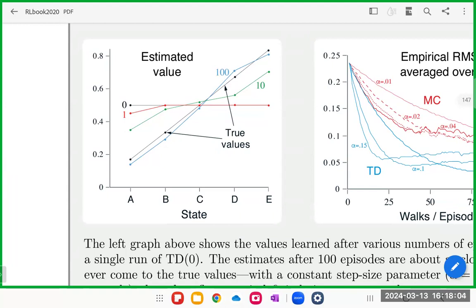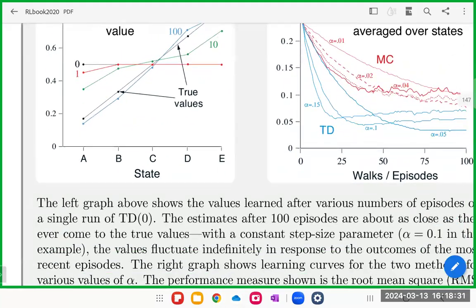Okay, so the red curve is after one episode, that is the prediction that we had, and after 100 episodes you can see that we are very close to the true values. The blue curve is very close to the black line, right? So after 100 episodes we are kind of close to the true values. Our estimates have become close to the true values.